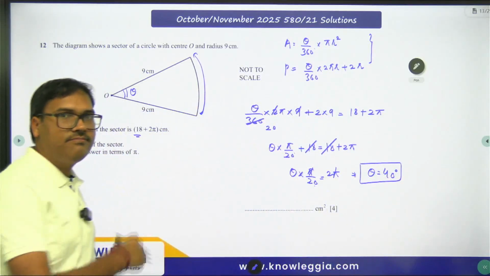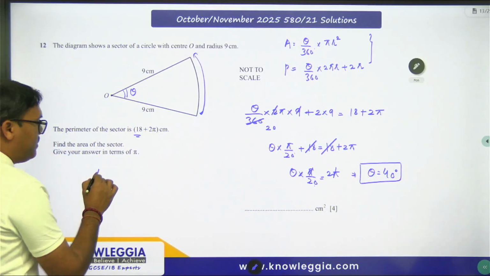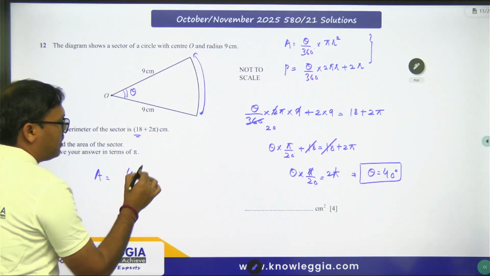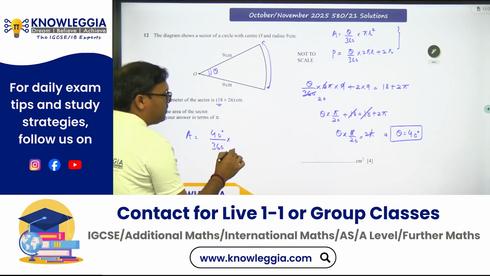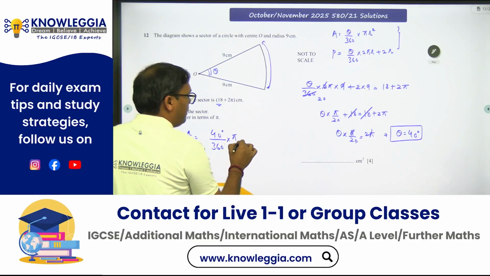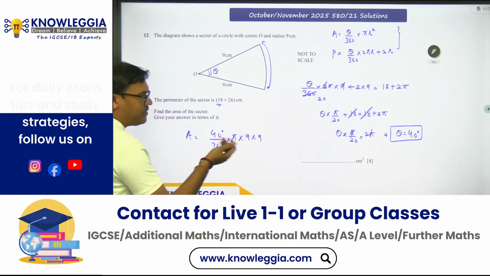So this is the theta. Now we have to find the area. So what is area? Area is equal to theta, which is 40 degrees, upon 360 degrees, into pi r square. Pi and r square is 9 into. So now you have to just simplify this.